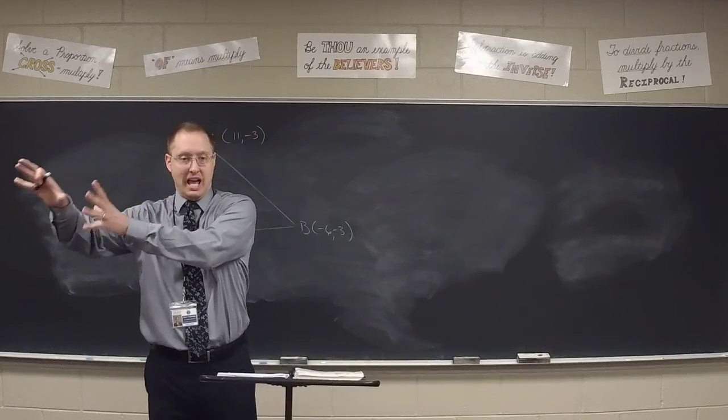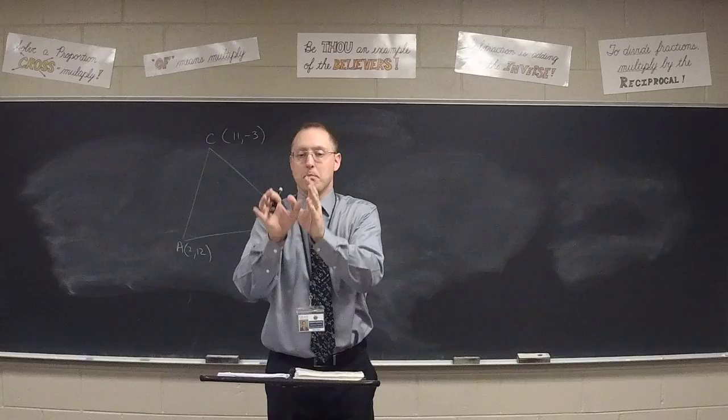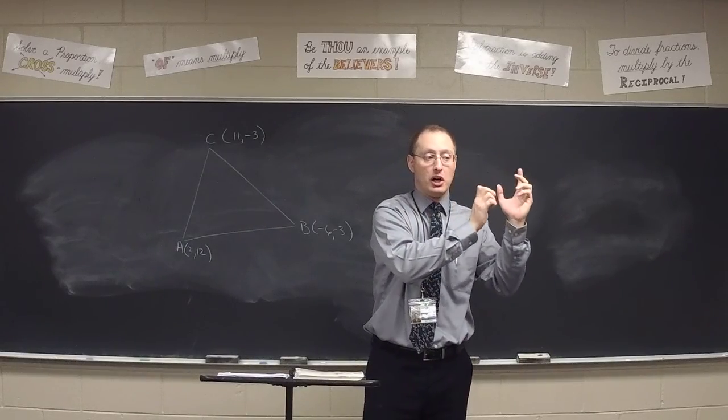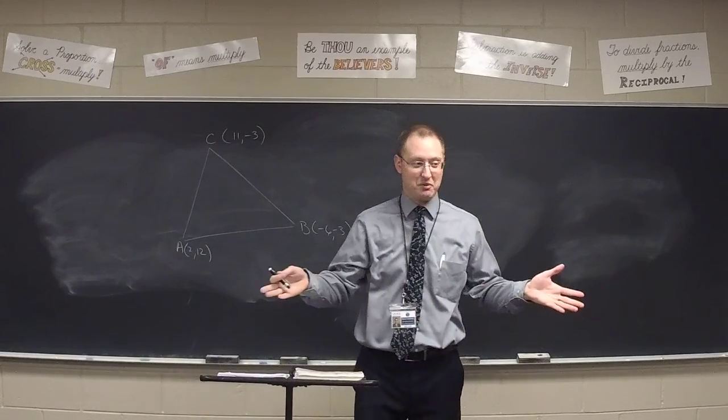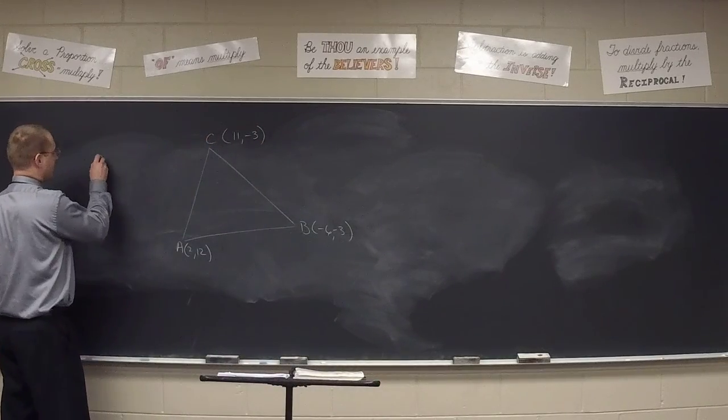So altitude is the end goal. But before I can get altitude, I've got to figure out the median. And before I can figure out the median, I've got to figure out which side is the longest. So what should I do first? Find the lengths of all three sides.